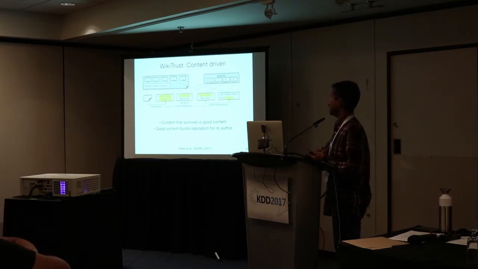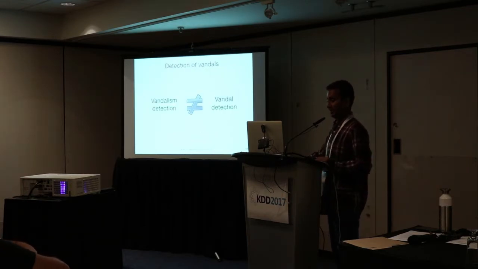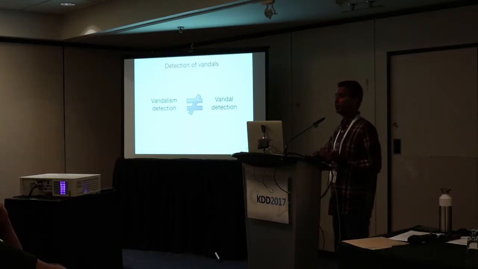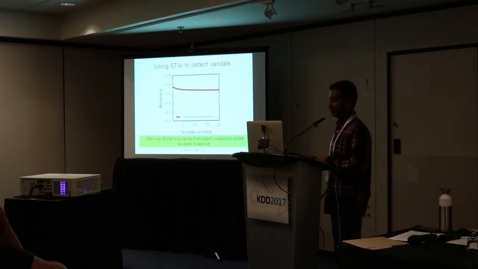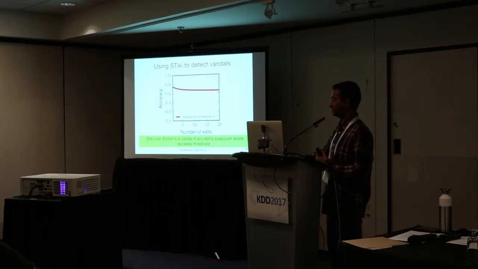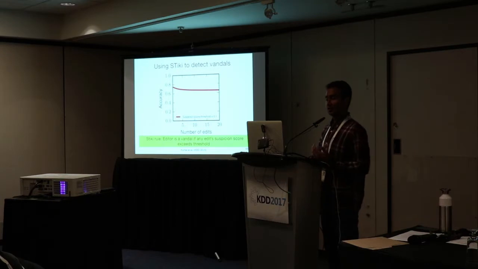WikiTrust is another such platform that uses the information of how long a particular content survives to give a reputation score to each user and each edit. But these three tools are very efficient in vandalism detection, but it turns out vandalism detection is not the same as vandal detection. So we did a small study to see how accurate we would be if we used these vandalism detection tools to also identify vandals.